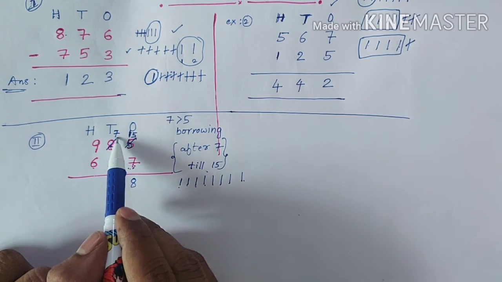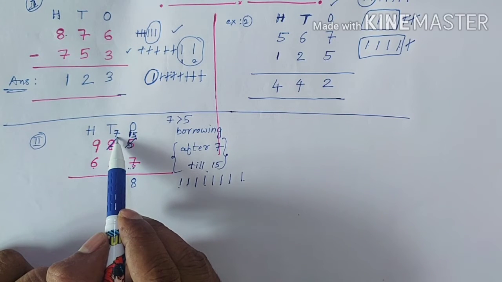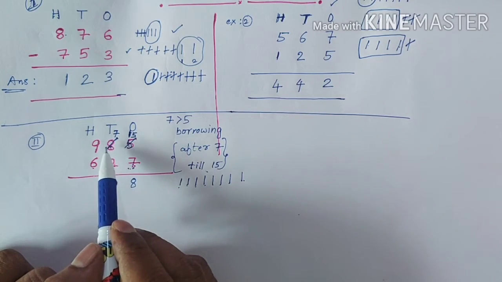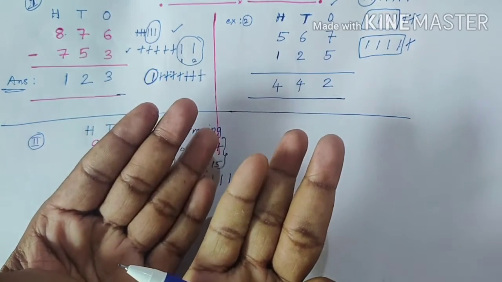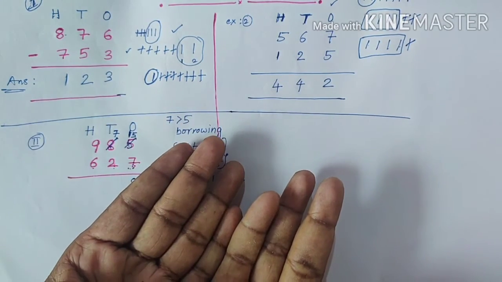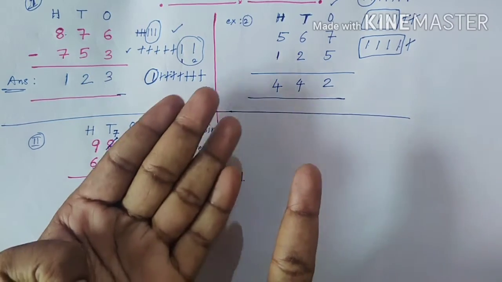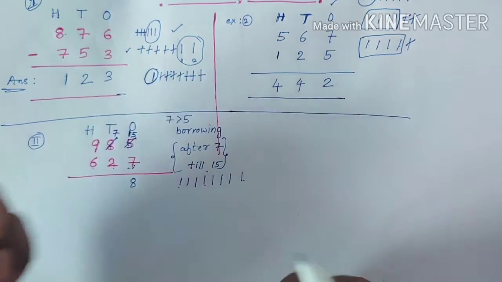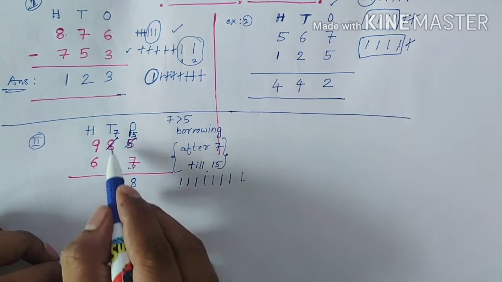Done. Now coming to the tens column, you have 7 on the top and you have to subtract 2. So take 7 fingers, and close 2 fingers. How many are left? 1, 2, 3, 4, 5. So write 5 exactly below the tens column.